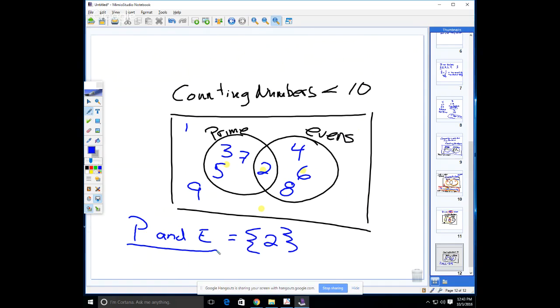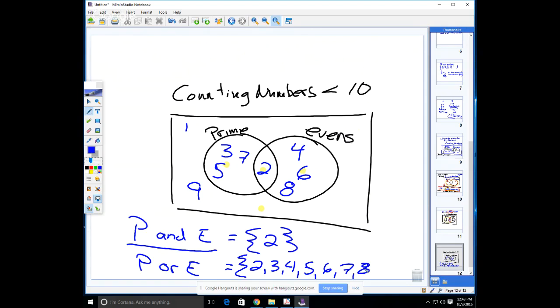If I said, list me the numbers that are prime or even, well, it's everything but 1 and 9, really, but I should list them out. So that would be, what? 2, 3, 4, 5, 6, 7, and 8.